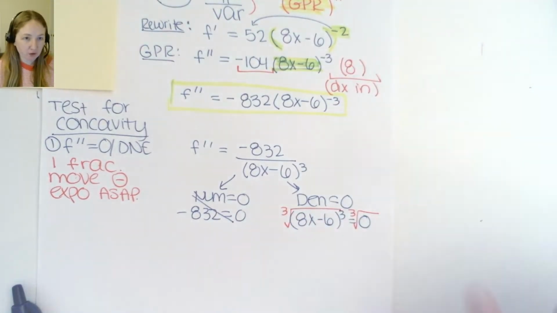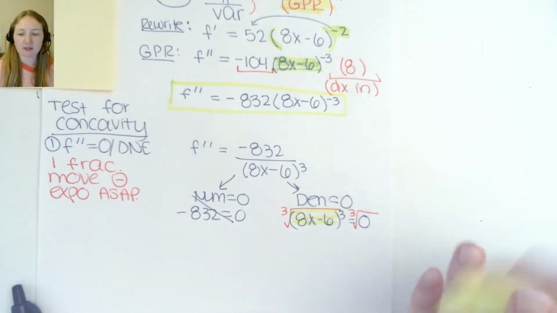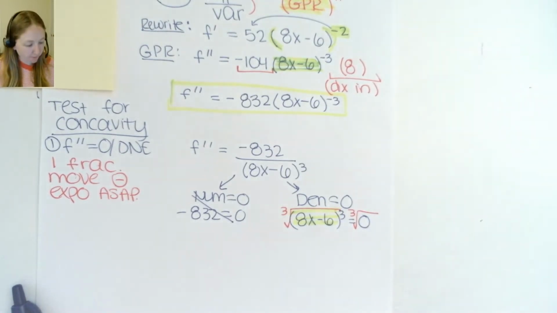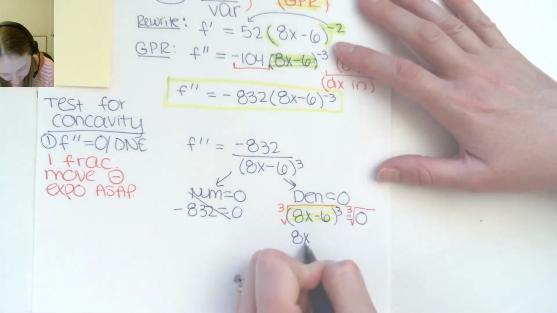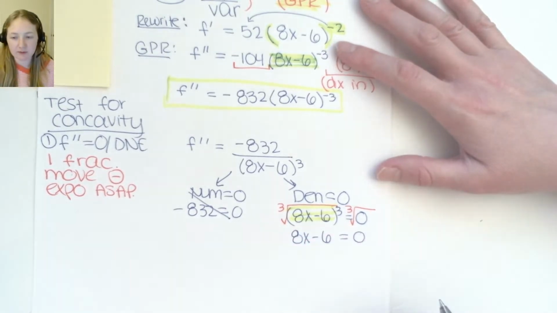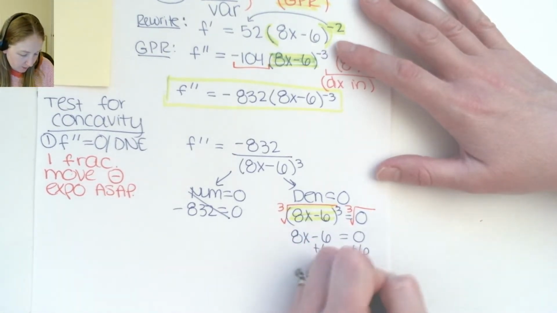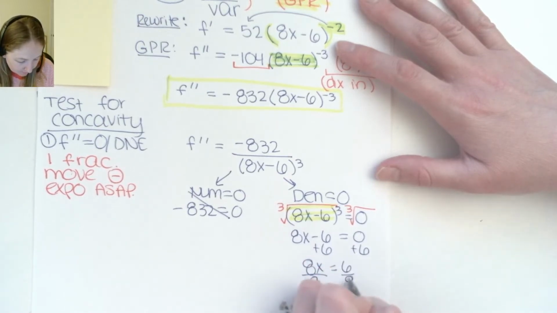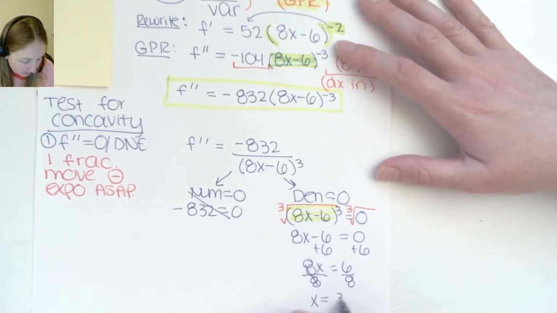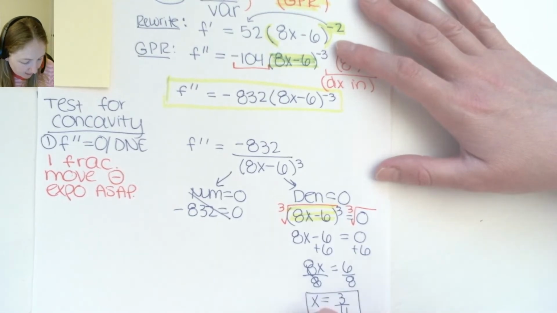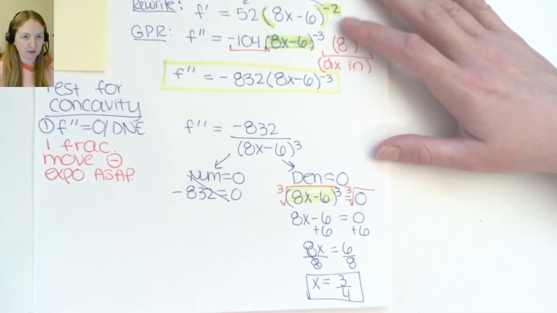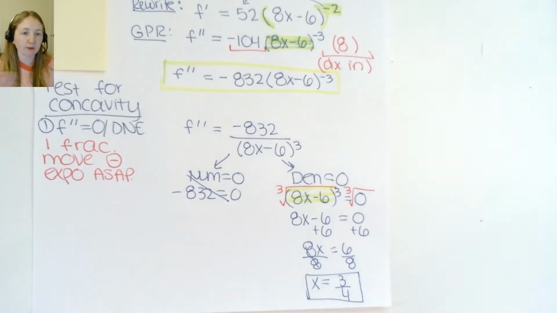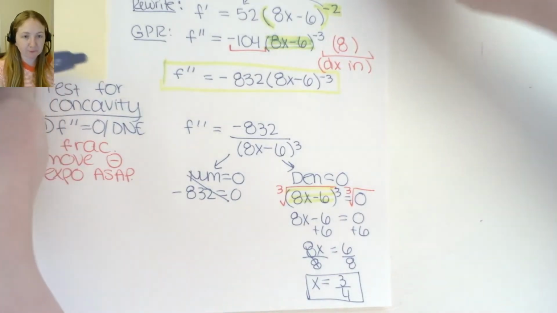Here we can undo the cube power by taking the cube root of both sides. You can also just think about it as I'm going to set 8x minus 6 equal to 0. So ultimately, I have 8x minus 6 equal to 0, and then add 6 to both sides, and then divide by 8. That gives us 3/4. It is somewhat of a coincidence that this 3/4 number also pops up with the first derivative test. That is not to be always expected.